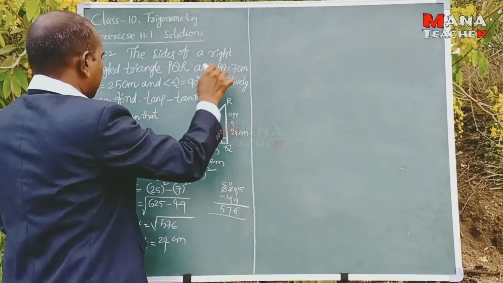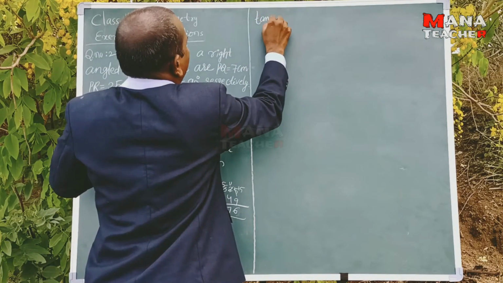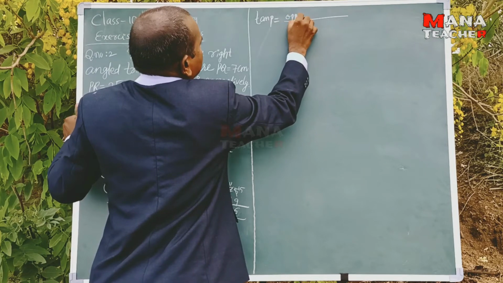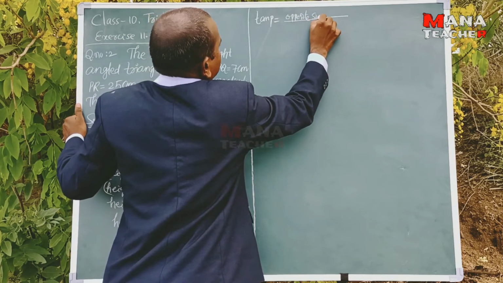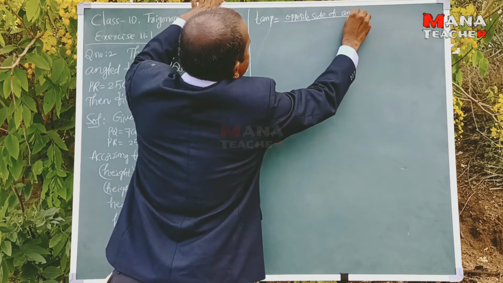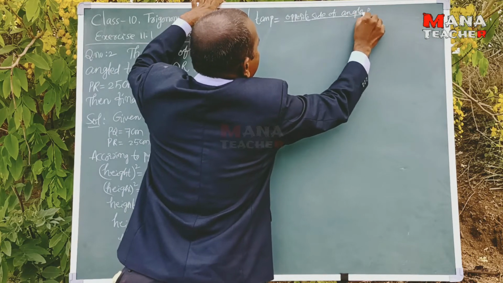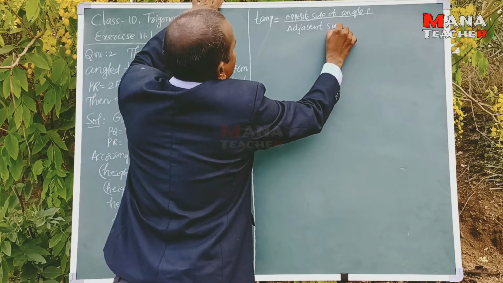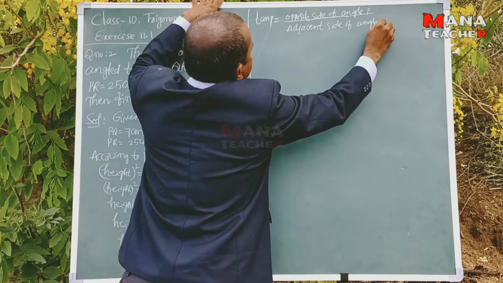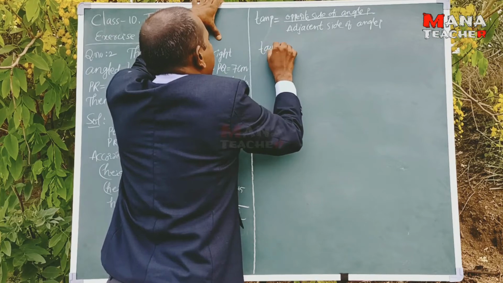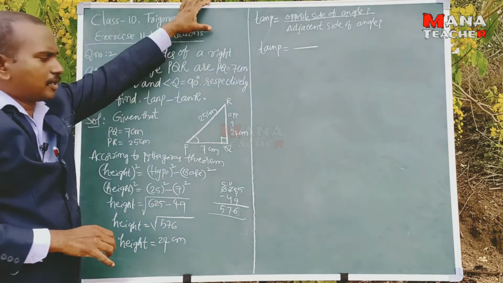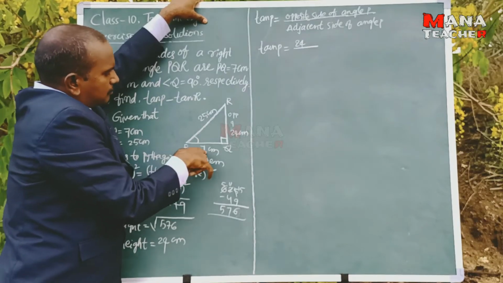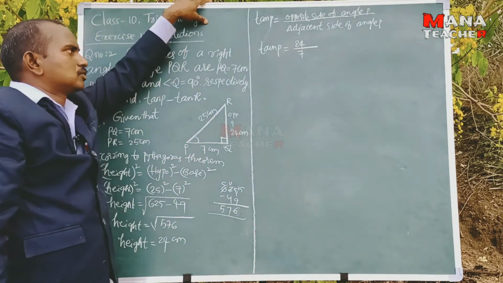Now tan P equals opposite side of angle P by adjacent side of angle P. So tan P equals, opposite of P is 24, adjacent of P is 7. So tan P equals 24 by 7.